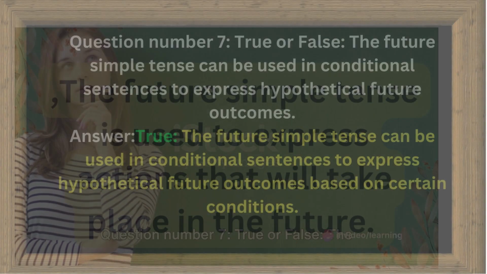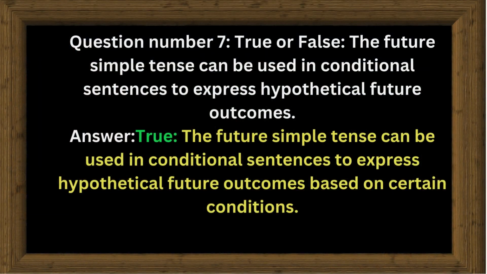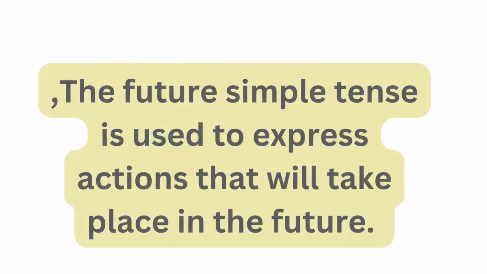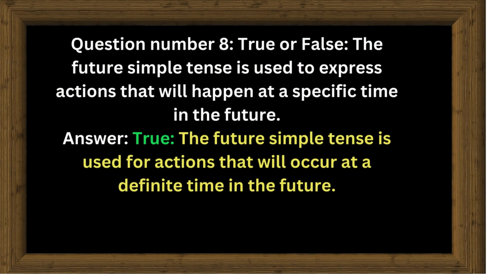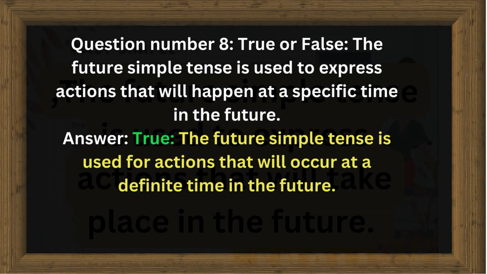Question number 7. True or false? The future simple tense can be used in conditional sentences to express hypothetical future outcomes. Answer. True. The future simple tense can be used in conditional sentences to express hypothetical future outcomes based on certain conditions. Question number 8. True or false? The future simple tense is used to express actions that will happen at a specific time in the future. Answer. True. The future simple tense is used for actions that will occur at a definite time in the future.